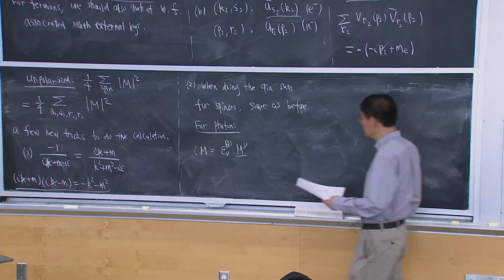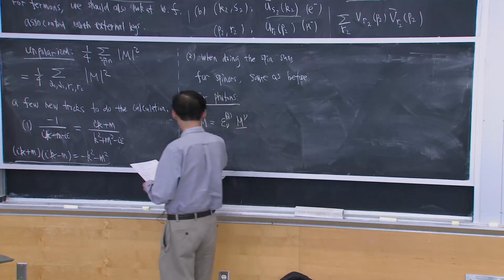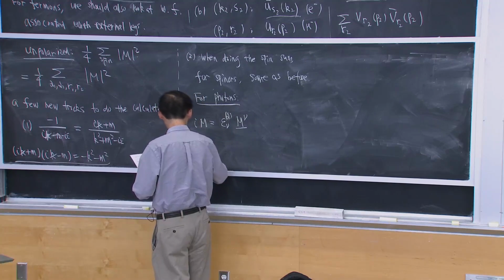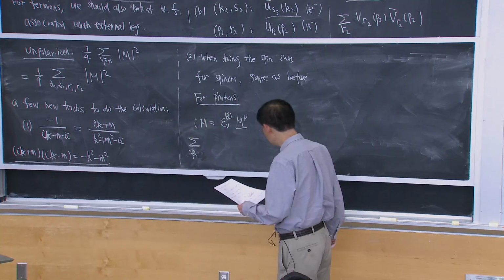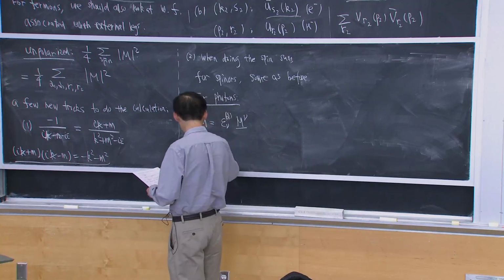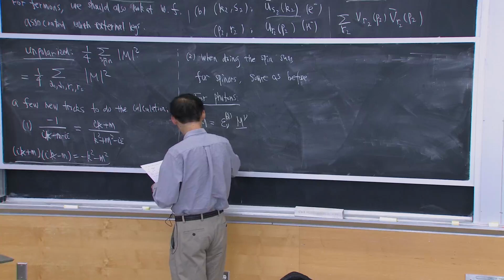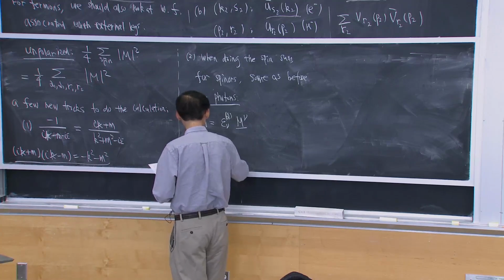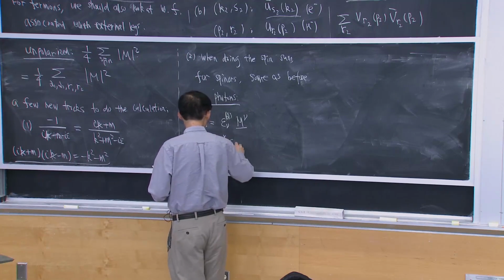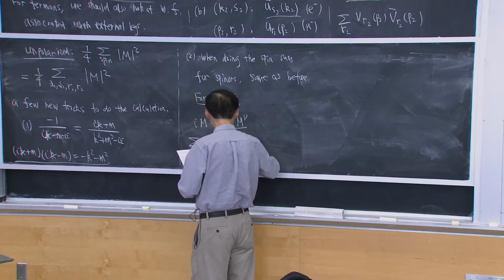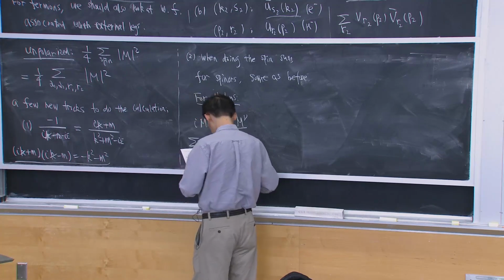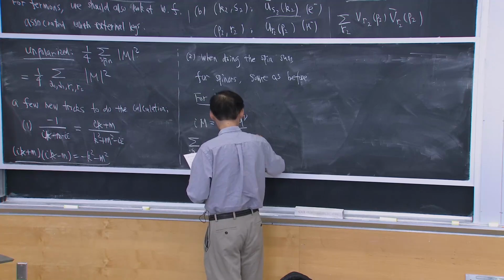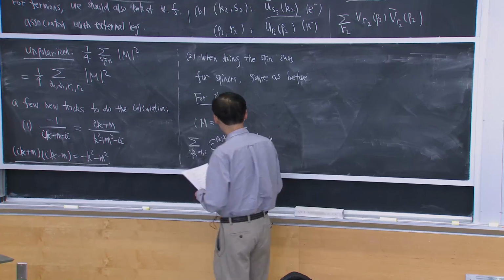So now I do the spin sum. The spin sum over the polarization alpha, where alpha equals 1, 2, and then I have epsilon mu star, alpha, epsilon nu alpha, and then I have M mu star and M nu. Okay, I just take the square of it.